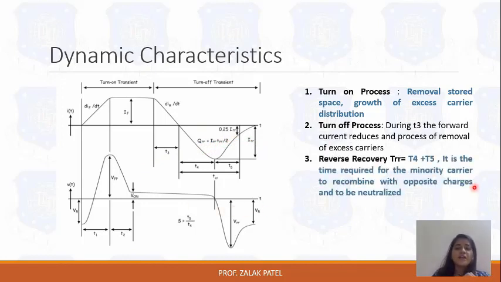The third is the reverse recovery time. You can see over here this QRR. Because of this QRR, the total time interval is calculated as T4 plus T5, and because of that we can say that it is basically the time required for the minority carriers to recombine with the opposite charges to neutralize. So this is about the reverse recovery time of the particular charge.